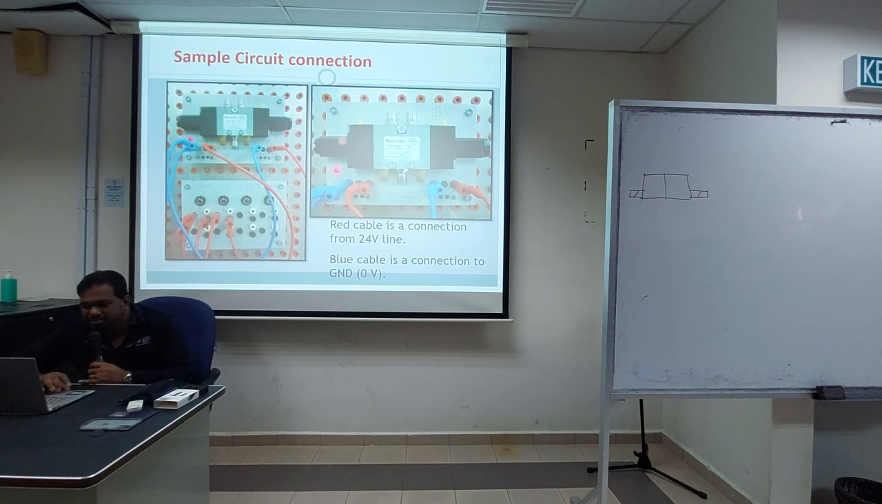So ini adalah simple circuit connection dalam electro-pneumatics. So red cable selalunya kita akan connect to power 24 volt, and blue selalunya akan connect to 0 volt. So then it will be connected to your pneumatic part lah. Okay, pneumatic valve.